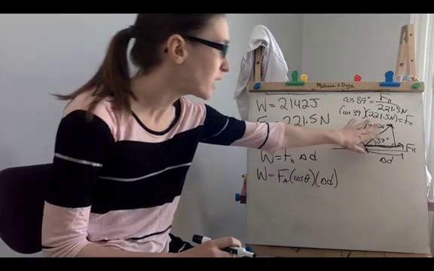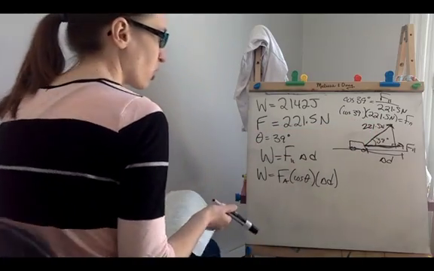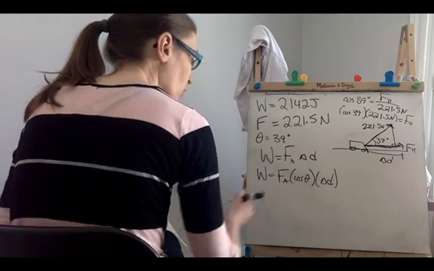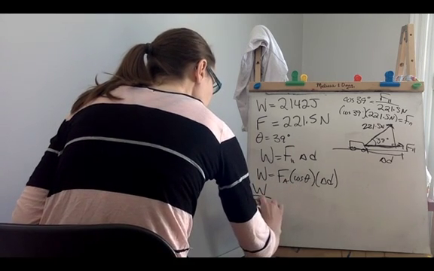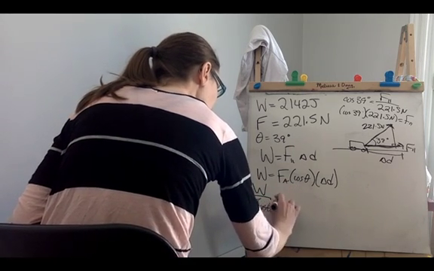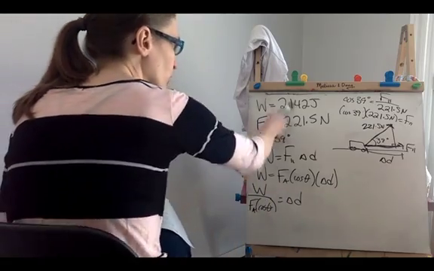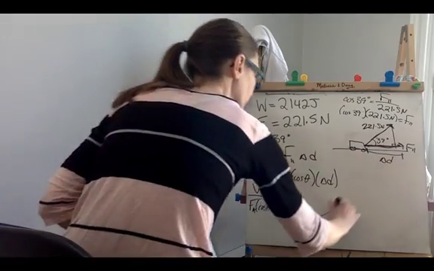But this is the trig that shows where that's going to come from, okay? So now ultimately what we're solving for in this case is displacement. So what we would do here is we would take the work, we would divide it by the applied force multiplied by the cos of the angle, and that would give us our displacement. So our work was 2,142 joules.